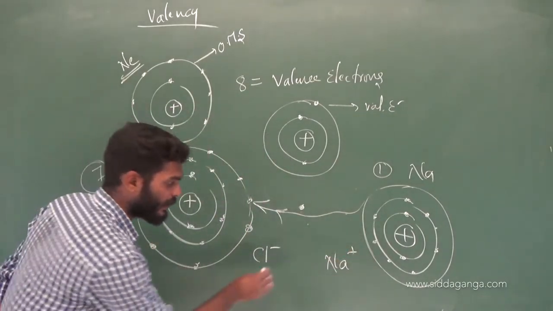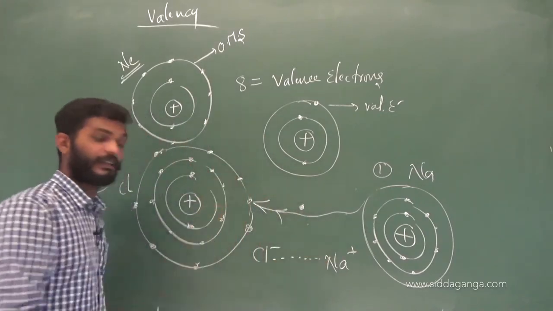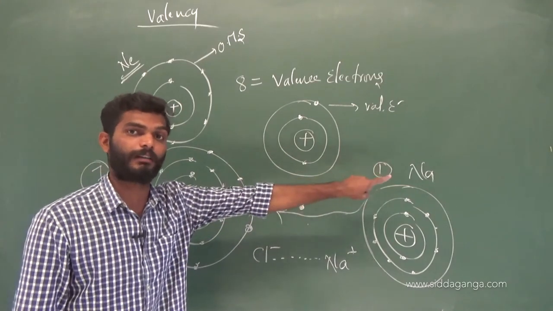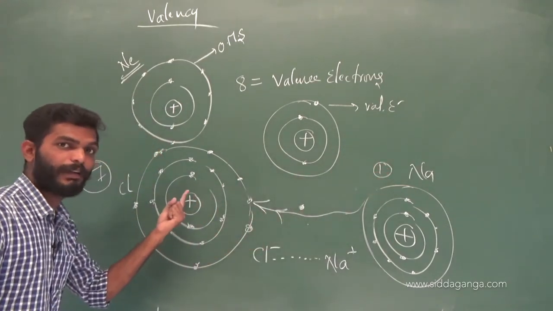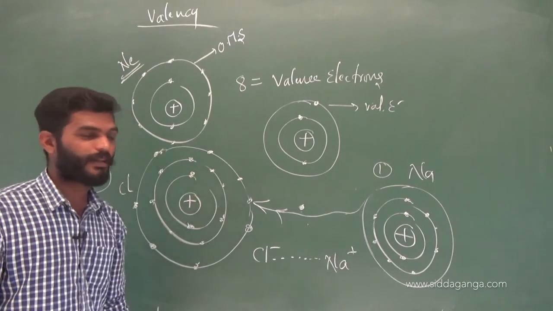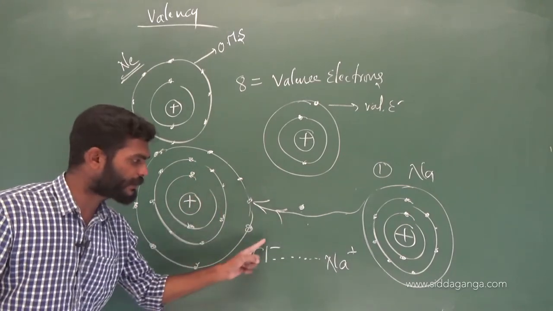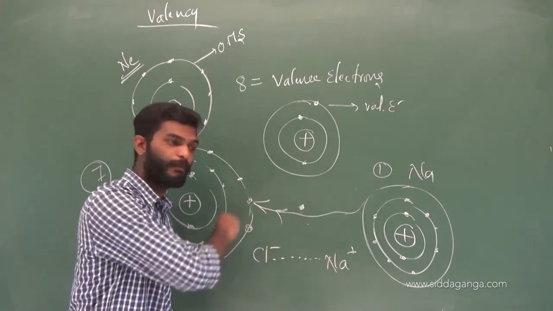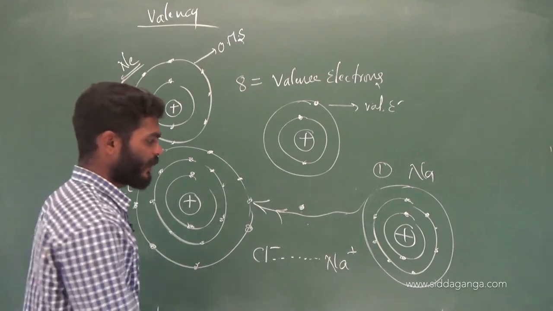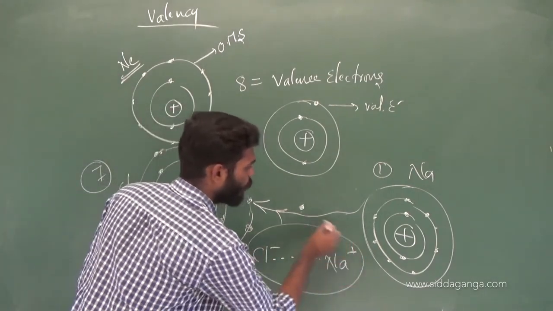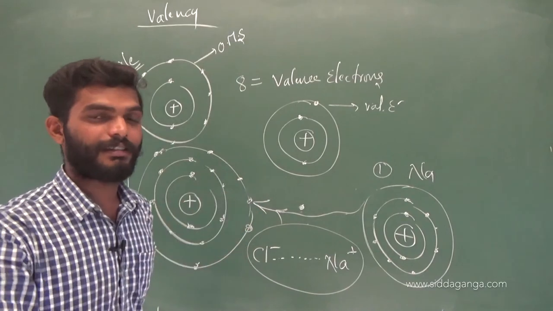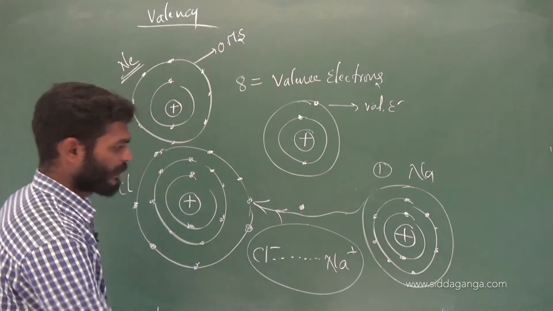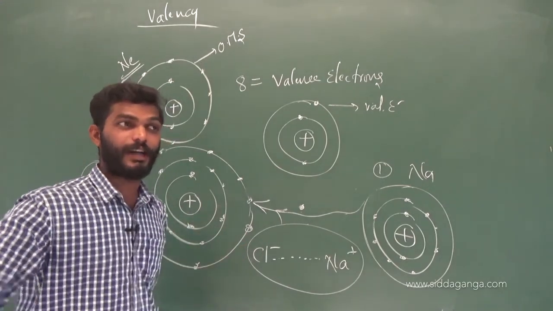Now there is some kind of attraction force between this chloride and sodium ion. If it loses an electron, it becomes a sodium ion, not a sodium atom. If this gains an electron, it becomes a chloride ion, not a chlorine atom. So it gains 1, it becomes Cl minus. It loses 1, it becomes Na plus. Now some kind of attraction force is playing between this Na plus and Cl minus and making a new compound known as sodium chloride, the eating salt. That is the edible salt. So this is how chemical reactions occur in nature.